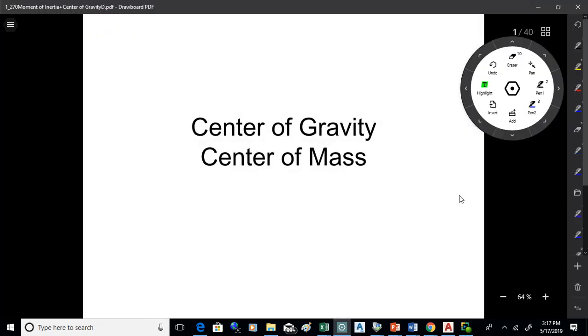So let's have a look at center of gravity, center of mass. Okay, let's have a look at that. I think I've got a little bit of a problem to work through on this, and we'll have a look at that. So we're on page 610 to start. So center of gravity, this is also center of mass, might be a better way to describe it.